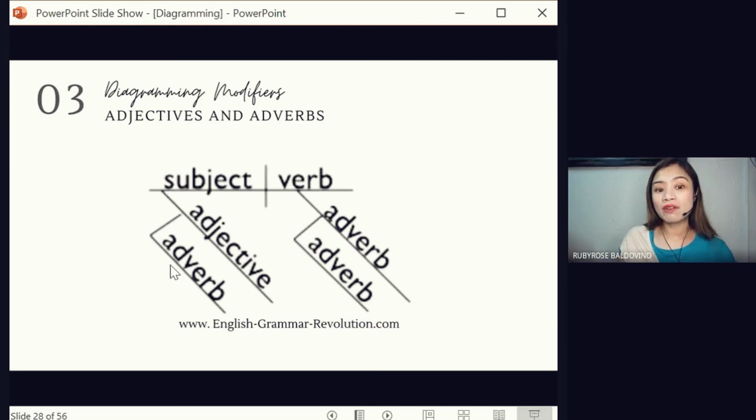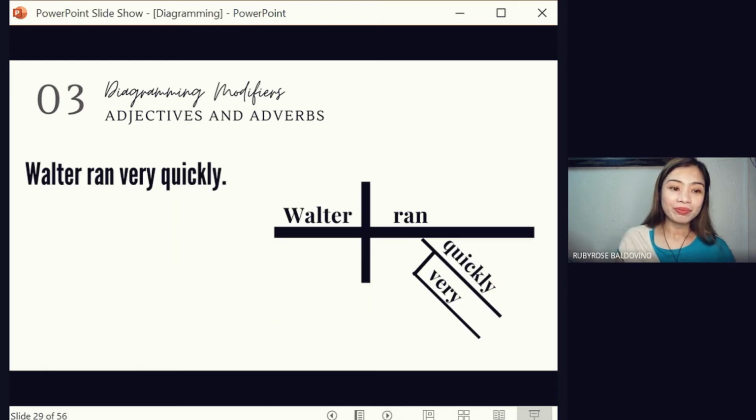Or if we have a verb that is being described by an adverb and that adverb is being described by another adverb, then we have to place it beneath the adverb. I know it sounds so confusing, but it will make sense later on. Let's take a look at some sentences, right?